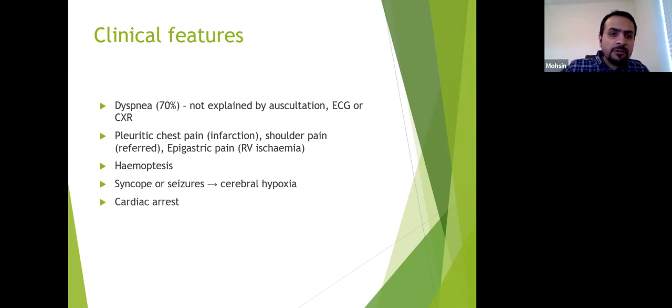Apart from that, you can also have pleuritic chest pain. When we have an advanced embolism that has led to death of the lung tissue and caused infarction, it can lead to pleuritic kind of chest pain. So it is localized chest pain. They can localize exactly where the pain is. It's a very sharp kind of pain that they have.